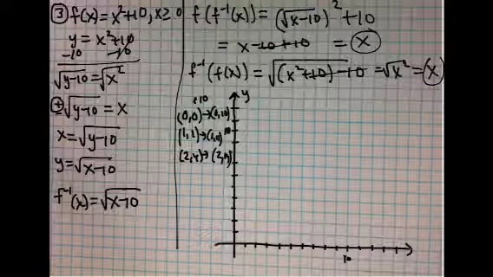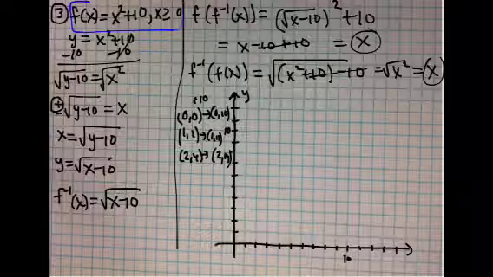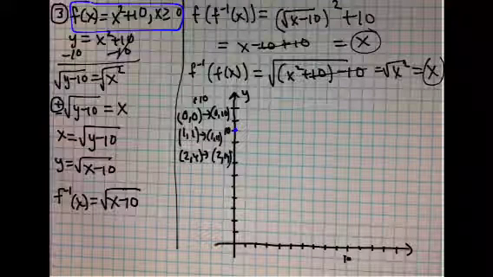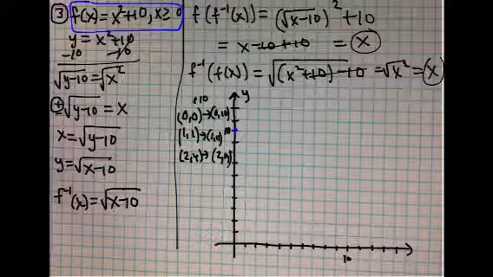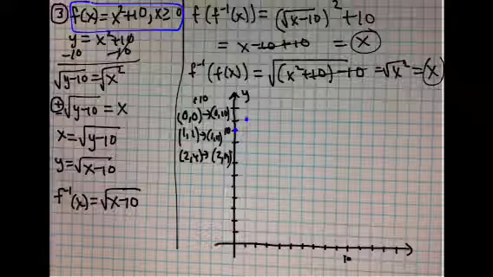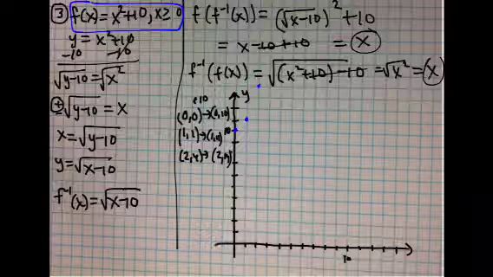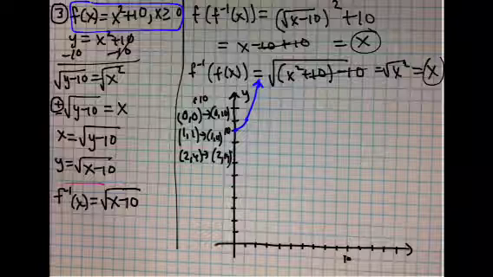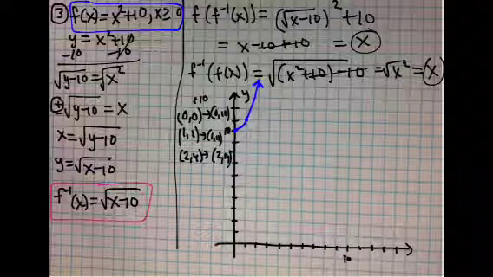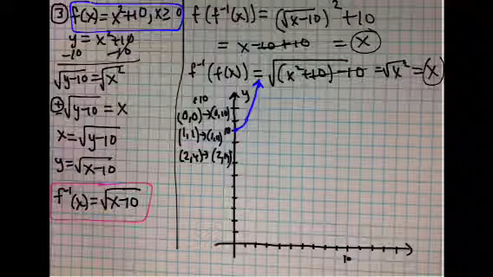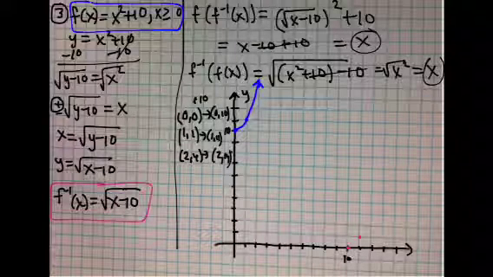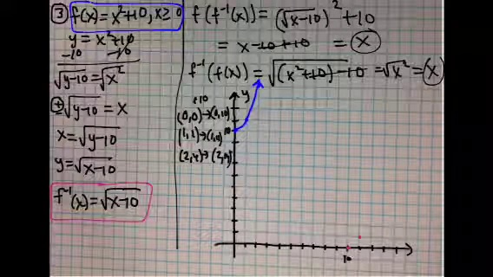So I'm going to use blue for the original function, f of x. So 0, 10, 1, 11, and 2, 14. So 11, 12, 13, 14, barely. So it's going to go like that. And then for the inverse function, we flip the points. Remember, 10, 0, 11, 1, and then 14, 2.